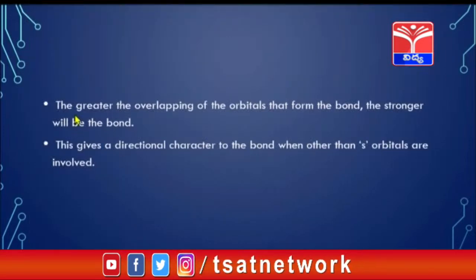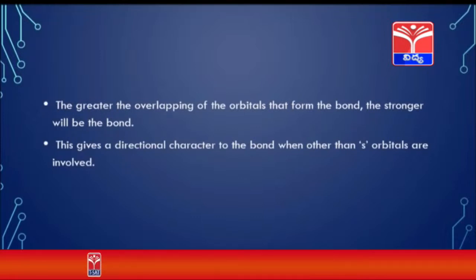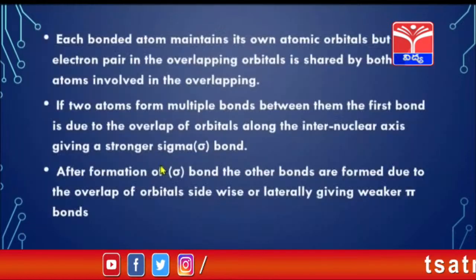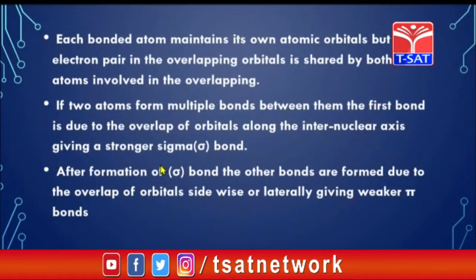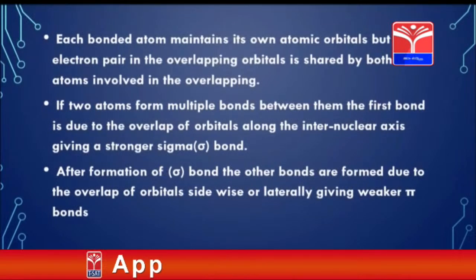So children, why is a sigma bond a stronger bond? Because of the greater overlapping. The greater the overlapping of the orbitals that form the bond, the stronger the bond will be. And so we say that a sigma bond is a directional bond. So children, each bonded atom maintains its own atomic orbitals, but the electron pair in the overlapping orbitals is shared by both the atoms involved in the overlapping.